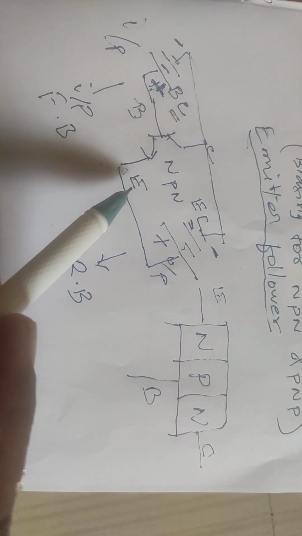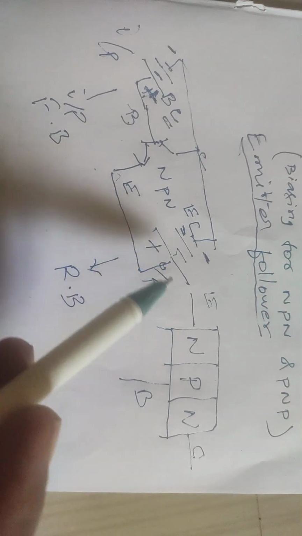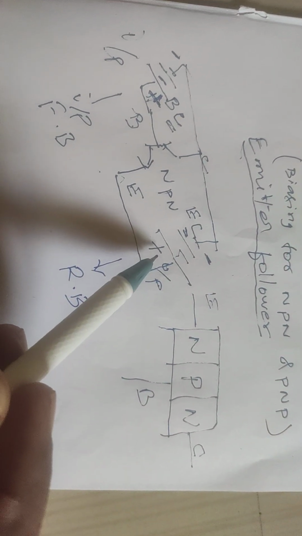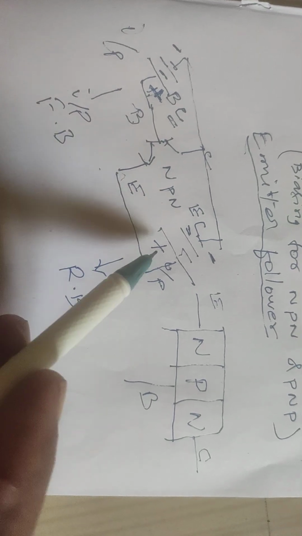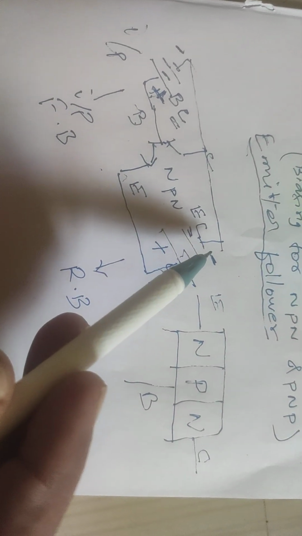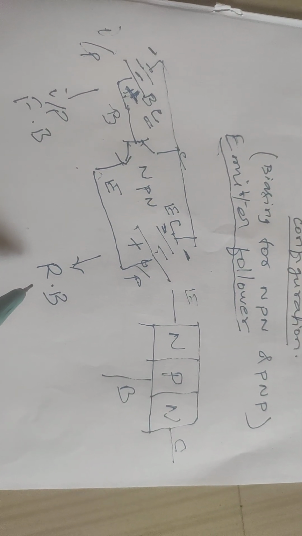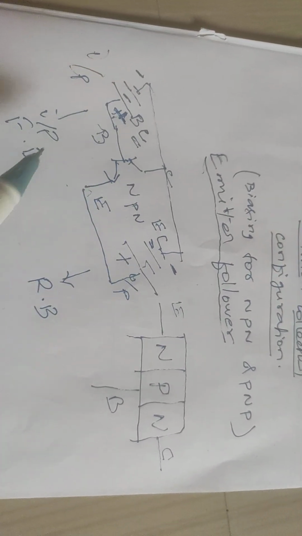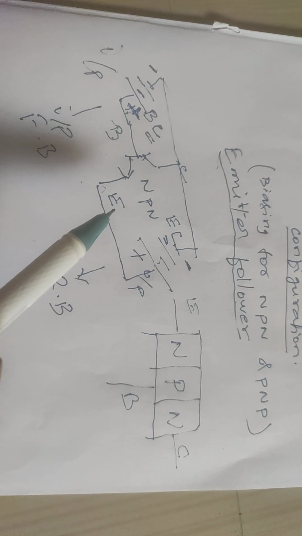Output terminal is emitter. In the layer diagram, emitter is an N layer, so output should be reverse bias. N gets positive DC supply, then it is reverse bias. So emitter positive, collector negative, then the output emitter collector junction will be reverse bias. This is the biasing arrangement for common collector configuration for the NPN transistor.